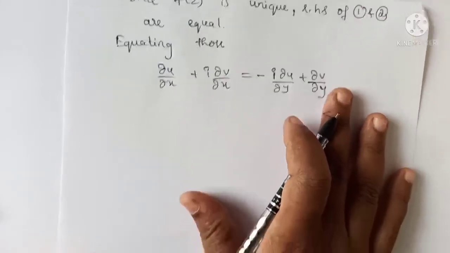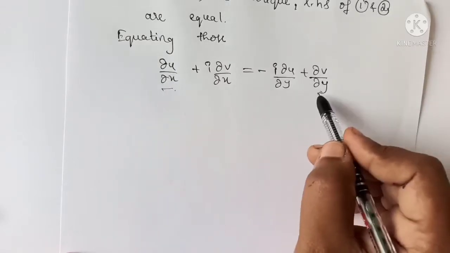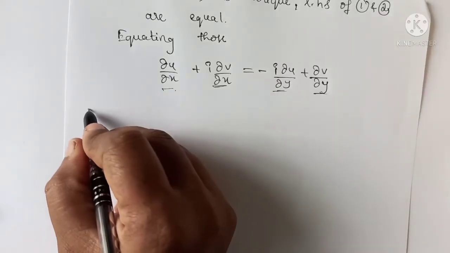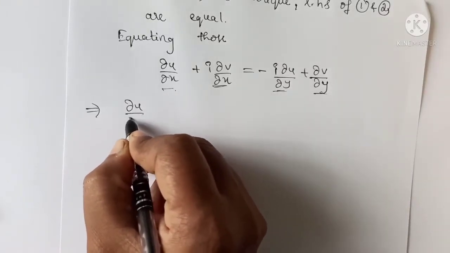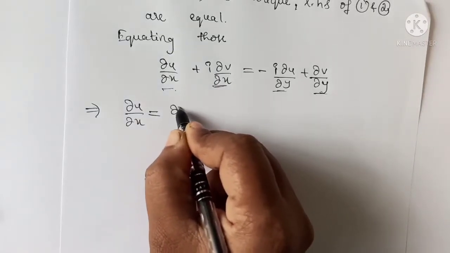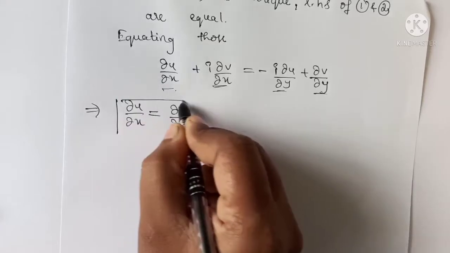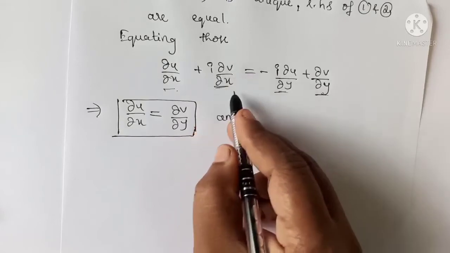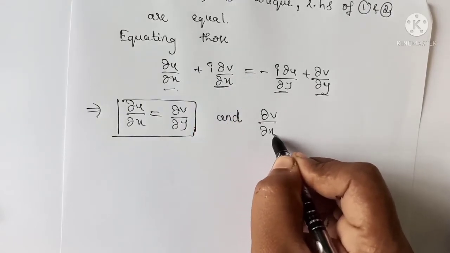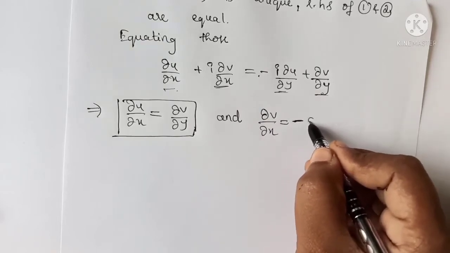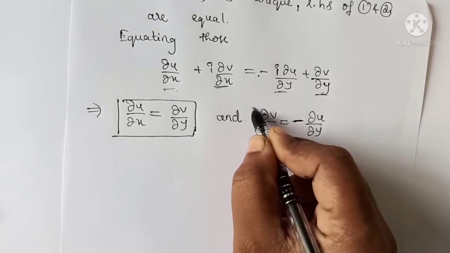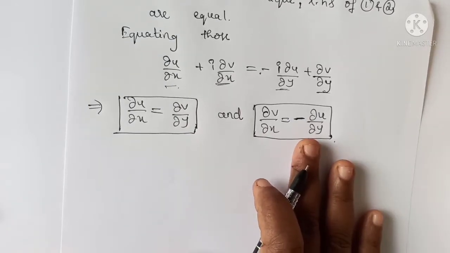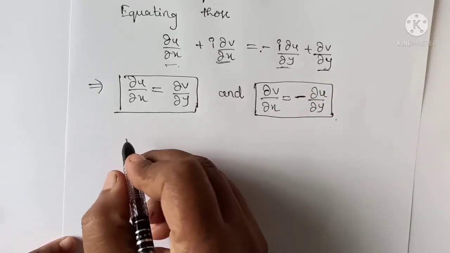Okay, so now the real part of this one is dou u by dou x and the real part of this one is this. This is the imaginary part and this one is the imaginary part. Now equating real and imaginary parts, we get dou u by dou x is equal to dou v by dou y, and equating the imaginary parts, dou v by dou x is equal to minus dou u by dou y. So these are the necessary conditions for f of z to be analytic. Hence the theorem.